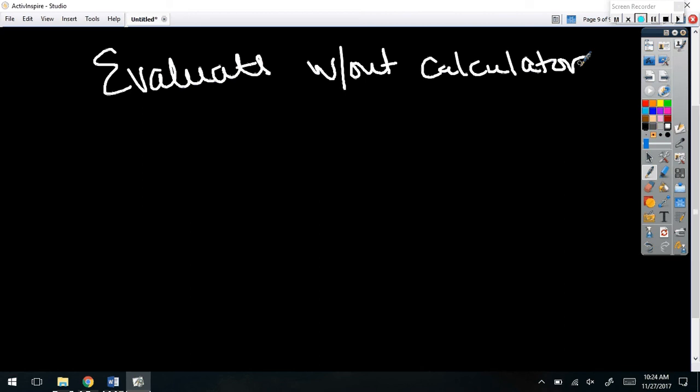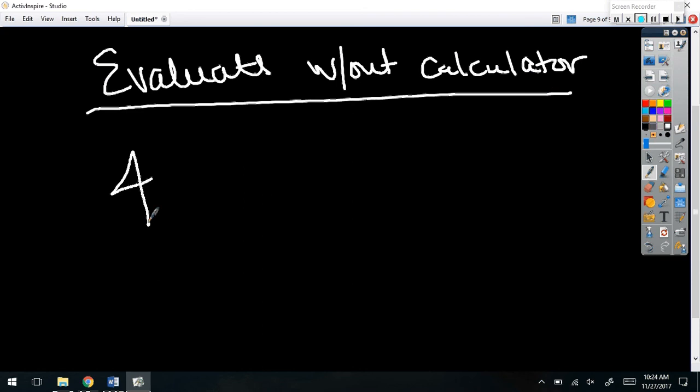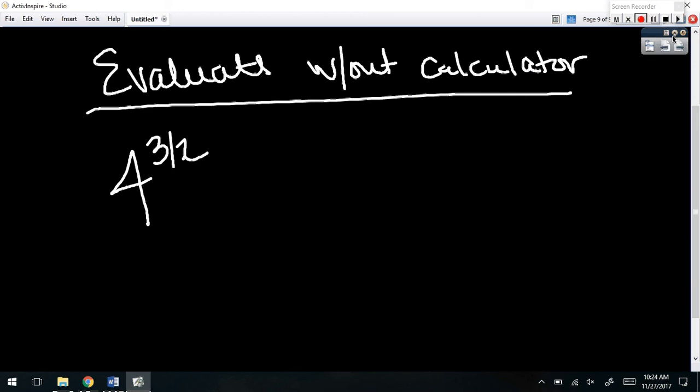Yes, you'll have a no calculator section. I can do it without one. 4 to the 3 halves. If you just looked at this, I would imagine you go, I have no earthly idea what that equals, okay? So what we have to do when we evaluate without a calculator is change forms, and hopefully when we change forms, the answer is going to kind of pop out at us.